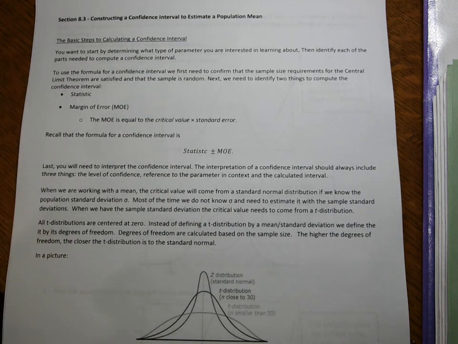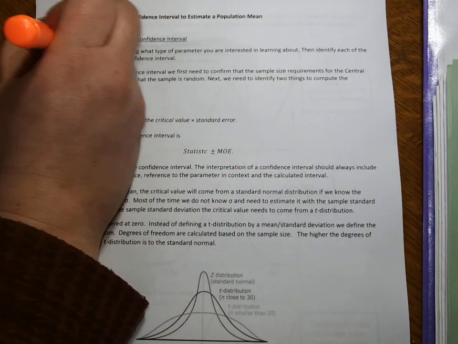This is the Chapter 8 video, Part 3. In this video, we're going to look at Section 8.3, which looks at constructing a confidence interval to estimate a population mean. So starting off here, we have the basic steps for calculating a confidence interval.